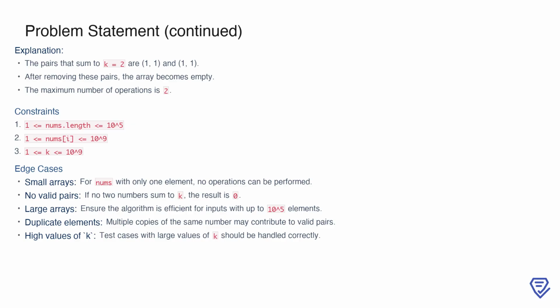Now, there are a few constraints and edge cases to consider. The array length can be as large as 10 to the power of 5, so the solution must be efficient. Numbers in nums and the value of k can be very large, up to 10 to the power of 9. Edge cases include small arrays where no pairs can form, arrays with no valid pairs, and scenarios with duplicate elements or very high values of k. Addressing these cases ensures the solution is robust and handles all input scenarios effectively.